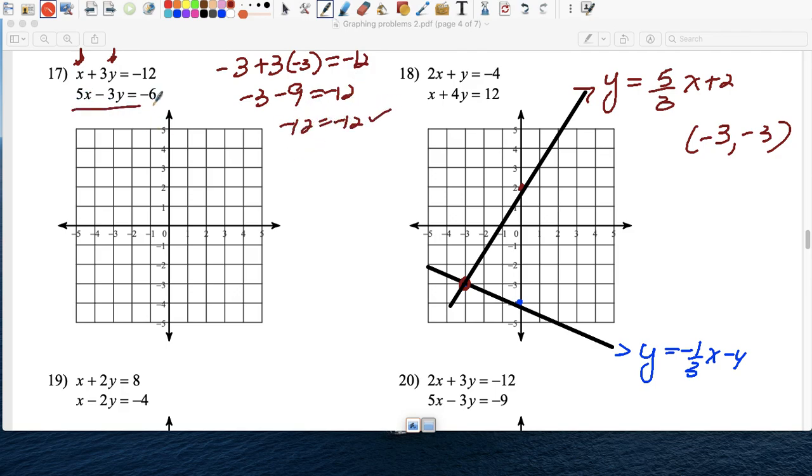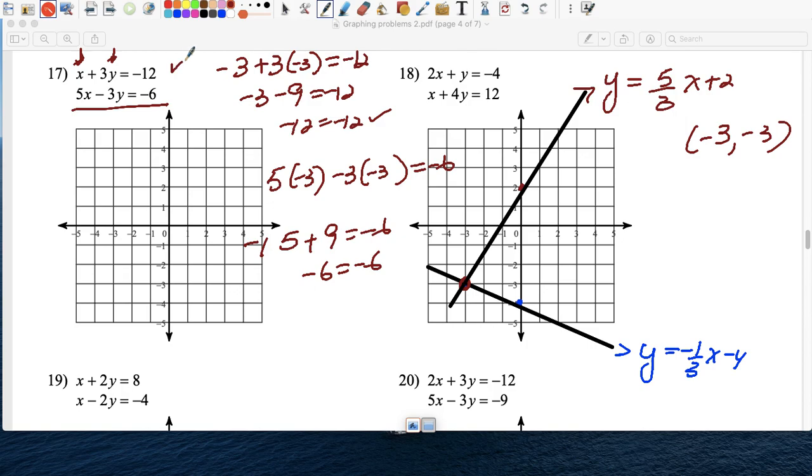Good. Second one, 5 times -3 minus 3 times -3. That should be equal to -6. Let's see. 5 times -3 is -15, and then -3 times -3 is +9. Does that equal -6? Yes, it does. So check and check. This point right here, the point of intersection, is the solution to both equations.